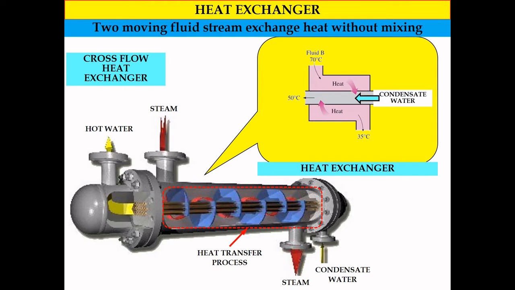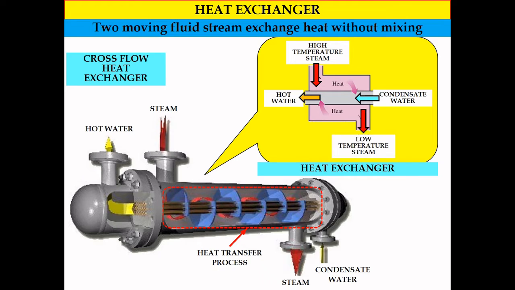If we describe the process in the cross flow heat exchanger using this schematic diagram, in the piping we have condensate water entering the heat exchanger and coming out as hot water due to the heat exchange in the heat exchanger. And we also have high temperature steam entering the heat exchanger, separated part of the heat exchanger, and coming out as low temperature steam because the energy has already been transferred to the condensate water in the heat exchanger. So this is how we draw this diagram for the heat exchanger.